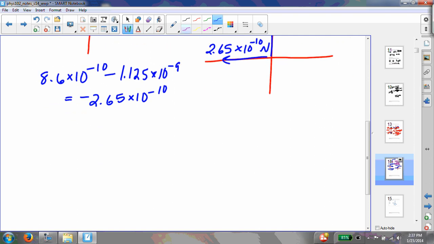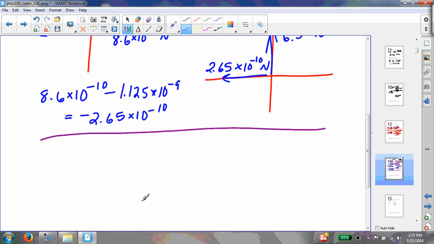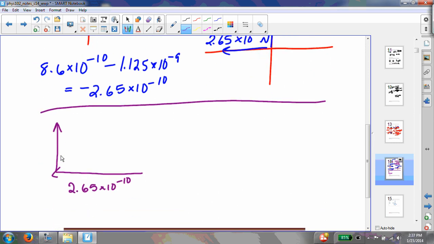I'm going to draw a little triangle here. My first vector will be in this direction. It has a magnitude of 2.65 times 10 to the minus 10 newtons. And then my other vector, which was the y component, is 6.5 times 10 to the minus 10. And then the vector that I'm really concerned about is this vector. I want to know this angle, I'll call it phi, and I want to know what is the magnitude of that. All right, that's simple trigonometry.